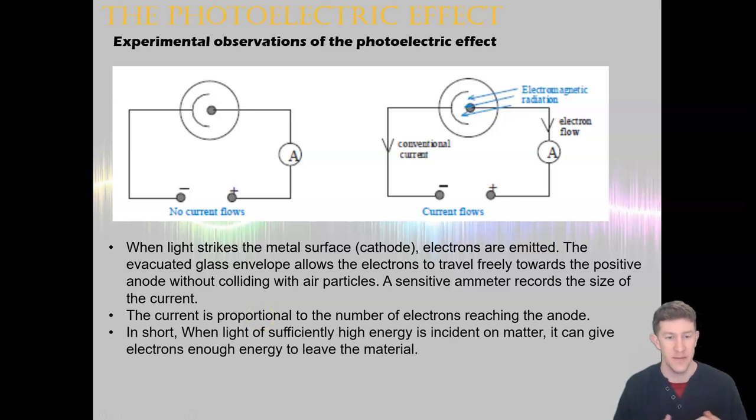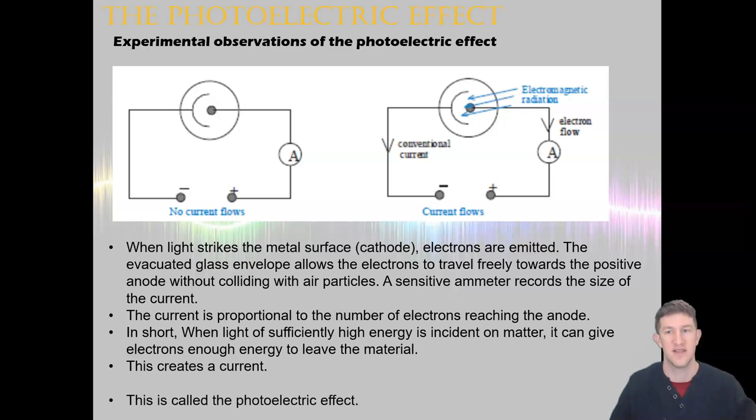So in summary, when light of sufficiently high energy is incident on matter, it can give the electrons enough energy to leave that material, to actually leave their electron shells and leave their structure as that photoelectron. If we collect it in this collecting system or the sensor at this point here, we create a circuit, it induces a current, and we've got an electrical current flowing basically from an electromagnetic light source. This is the photoelectric effect.